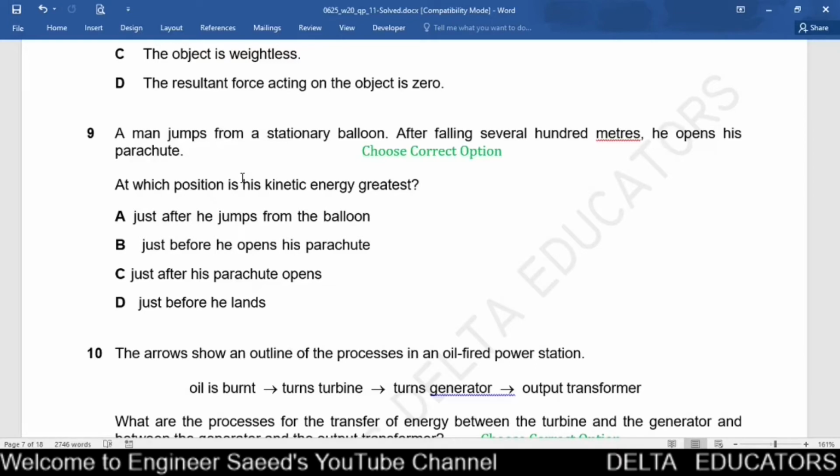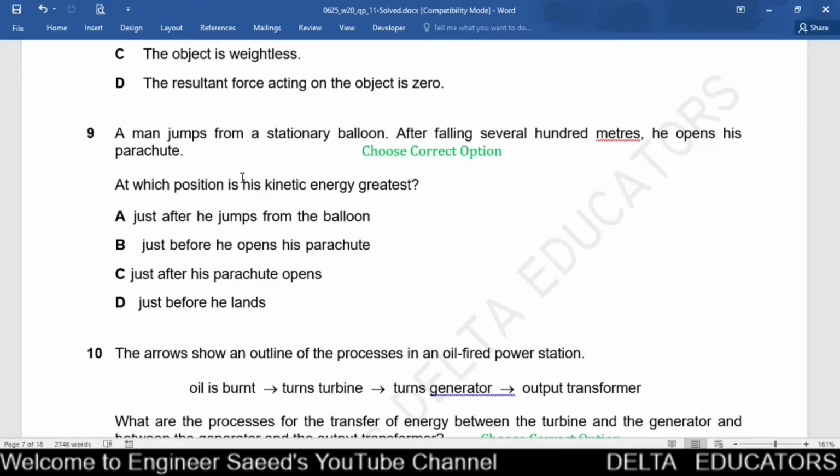And when his velocity is zero, his kinetic energy will also be zero because kinetic energy is given as half mv square. So when v, or velocity, is zero, kinetic energy will be zero. When he is moving in the downward direction, his velocity is increasing. Since his velocity is increasing, we can say his kinetic energy is also increasing.